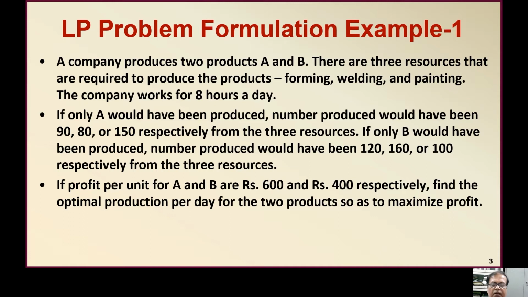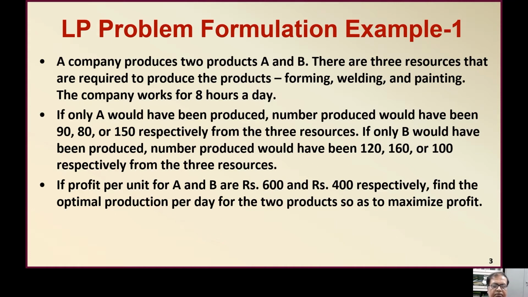If only A would have been produced, the number produced would have been 90, 80, or 150 respectively from the three resources. If only B would have been produced, the number produced would have been 120, 160 and 100 respectively from the three resources. So if the profit per unit for A and B are rupees 600 and rupees 400 respectively, find the optimal production per day for the two products so as to maximize profit.